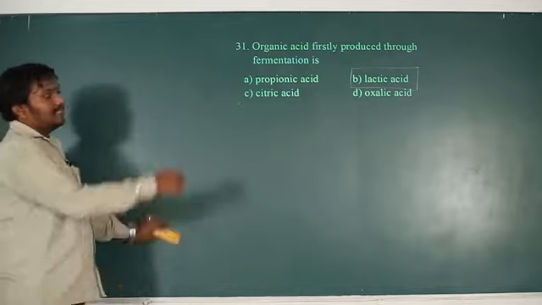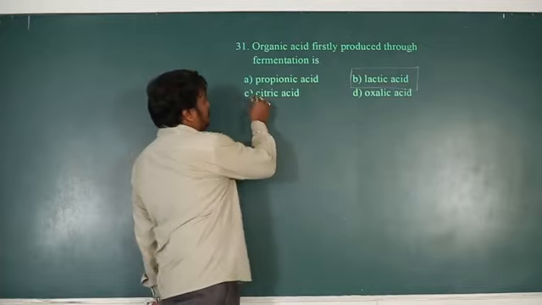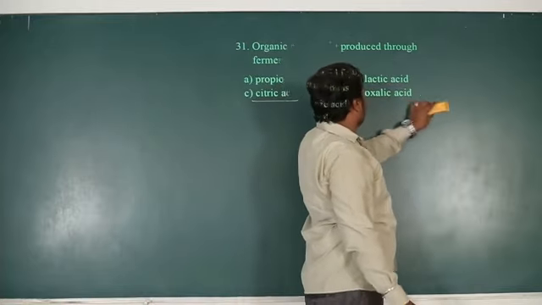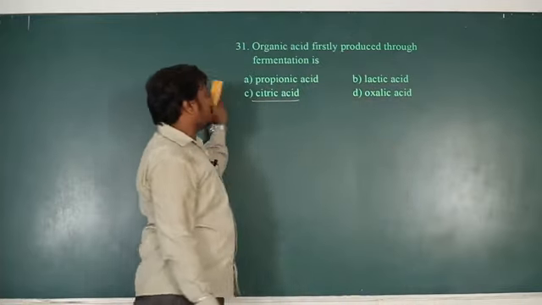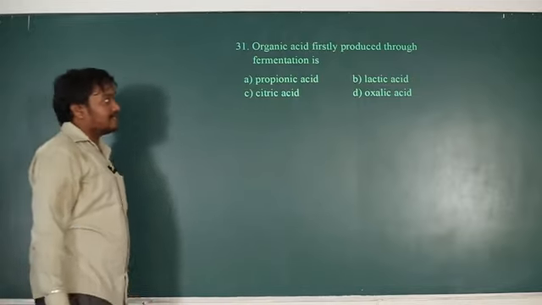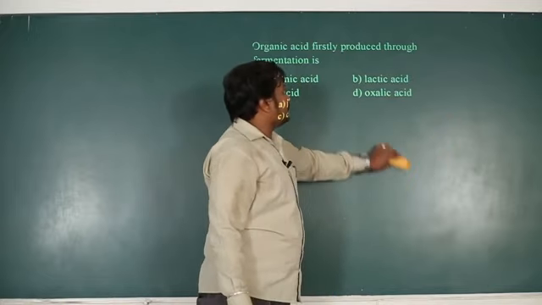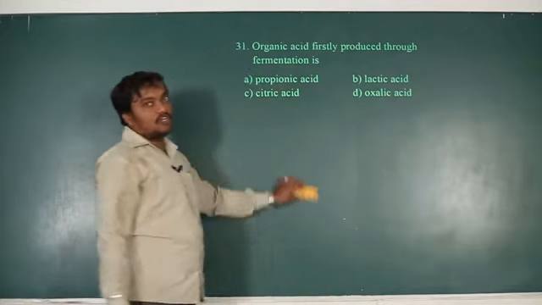Lactic acid starts to be produced when oxygen is low. Okay, so citric acid is a product of the Krebs cycle. It's the first compound produced, that's why it is called the citric acid cycle. Then oxalic acid is present in some plants like Oxalis corniculata.